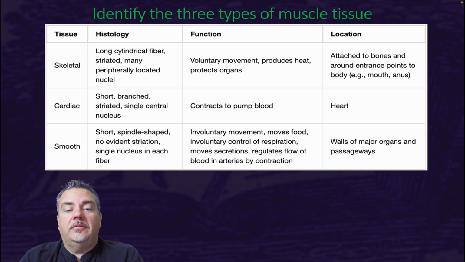The smooth muscle, its appearance is short, spindle-shaped, no evident striation, single nucleus in each fiber. Its function is involuntary movement. It moves food, involuntary control of respiration, moves secretions, regulates flow of blood in arteries by contraction. Its location is walls of major organs and passageways.